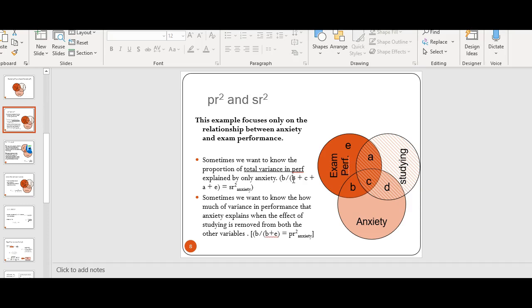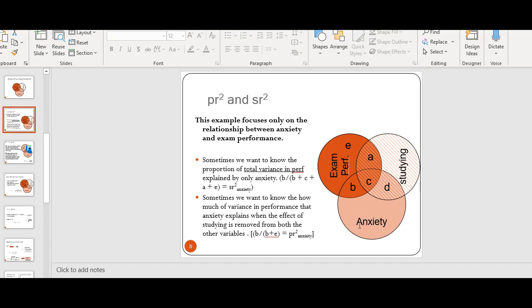Now, sometimes we don't care about the total variability being the baseline or the denominator of our proportion. Sometimes we only care about the proportion of exam performance that is not explained by the studying variable. So in this case, we have the same numerator, so the partial squared is the same numerator. It's B. The partial squared for anxiety is B over B plus E. The proportion of variability in exam performance when studying, that control variable in this case, is partialed out of both performance and anxiety.